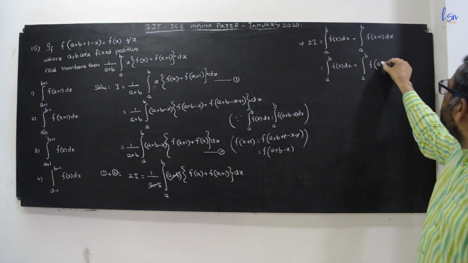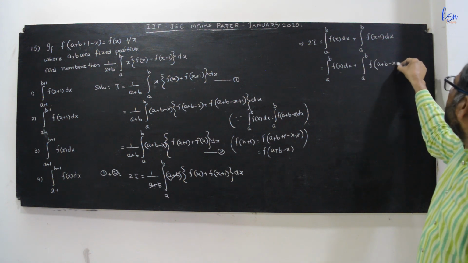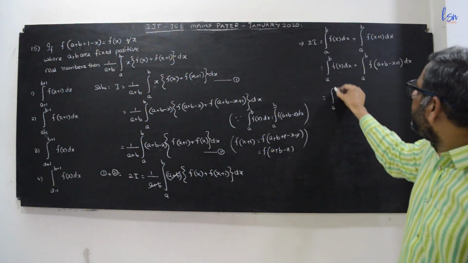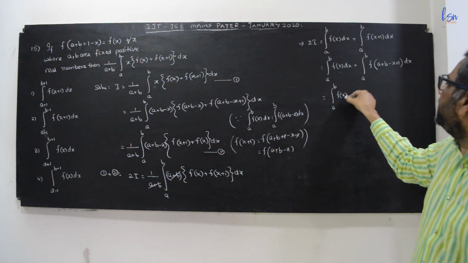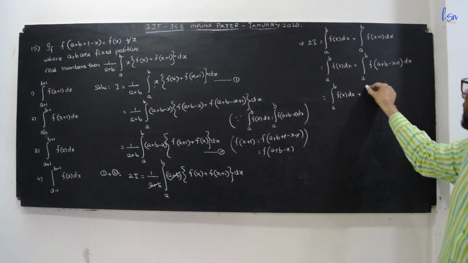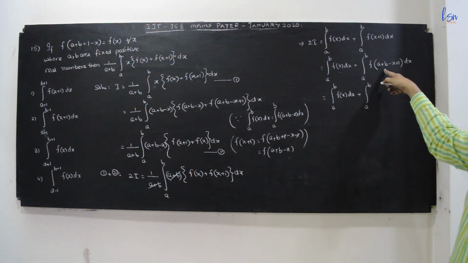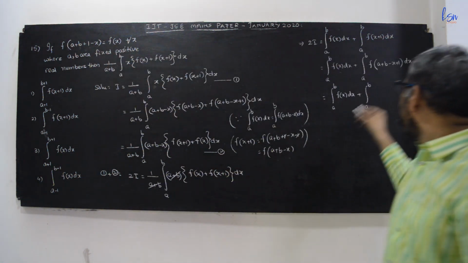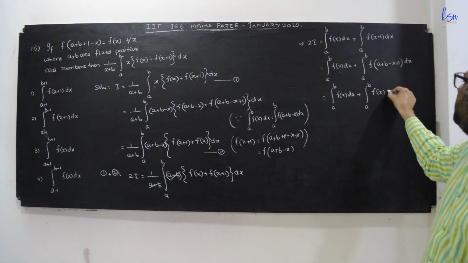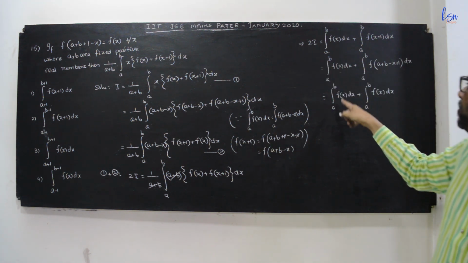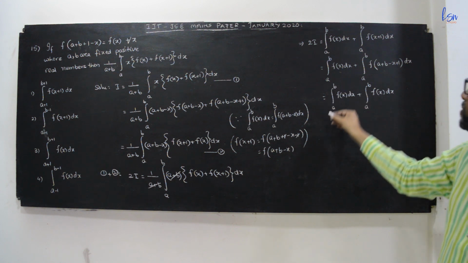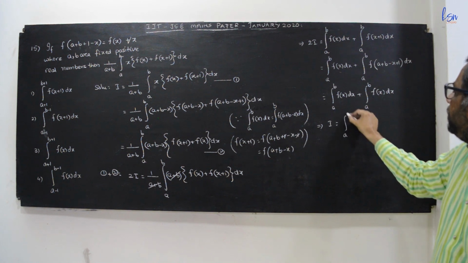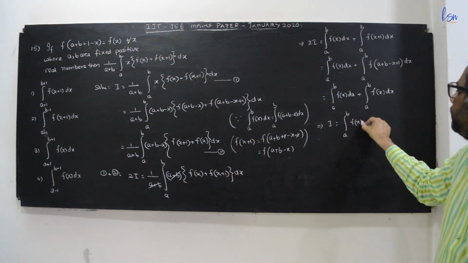So this is f of a plus b minus x plus 1 dx. And now this is integral a to b f(x) dx plus integral a to b f of a plus b minus x plus 1, which is straight away given as f of x by the condition. So it can be written as f(x) dx. So 2I is equal to 2 into integral a to b f(x) dx. Therefore I is equal to integral a to b f(x) dx.